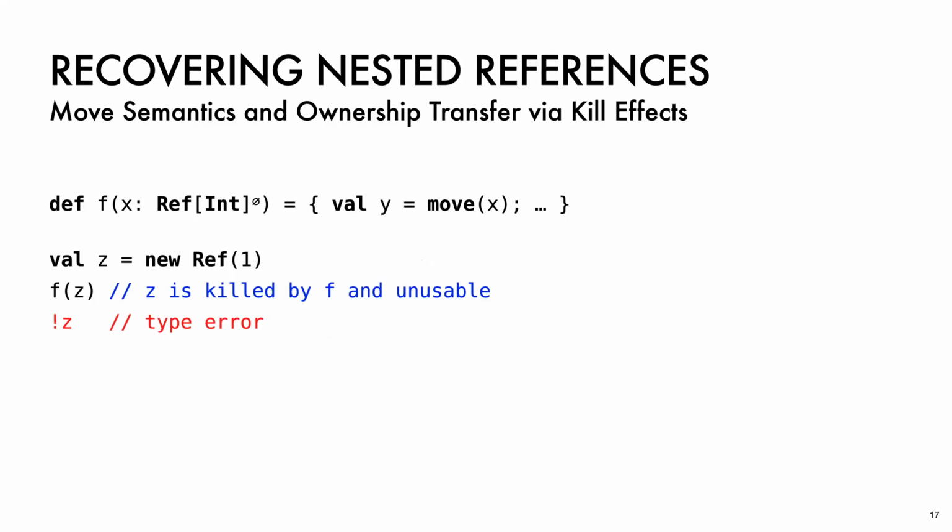And finally, using kill effects, we can also recover again nested references using a form of move semantics and ownership transfer. So we can enrich the language with this move operation, also a swap operation. And then we can ensure that nested references always have a unique owner. This is one of many possibilities, of course, and this is a rather simple and effective one.